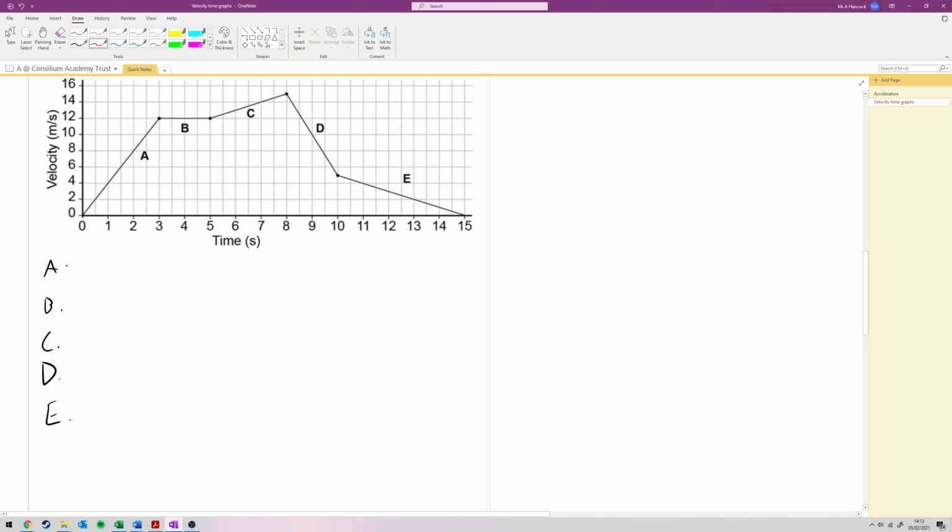Now, for A, this is an acceleration because you see the velocity starts at 0 and it ends at 12. So they started from stationary and they ended up at 12. So this is an acceleration, but because it is a straight line, this is a constant acceleration. B, if you look at B, you can see they started at 12 meters per second and they ended at 12 meters per second, so they were moving at a constant speed.